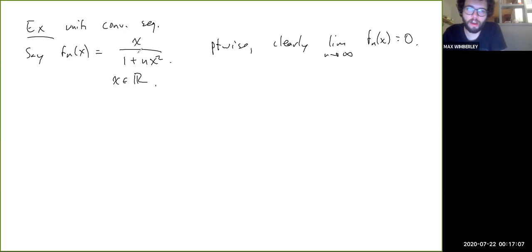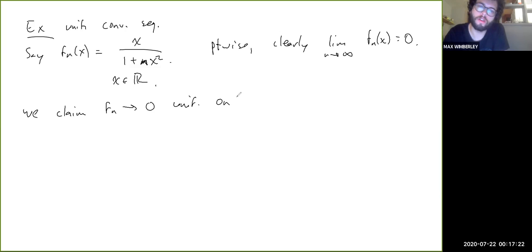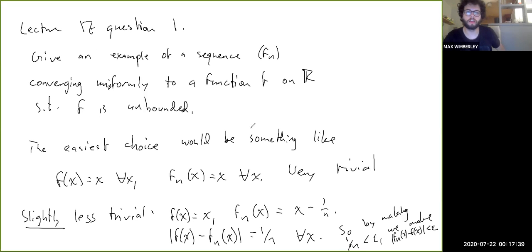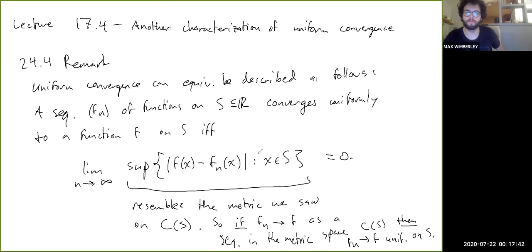So for x constant, clearly as n approaches infinity, this just approaches 0. So the pointwise limit is 0, and we also claim f_n goes to 0 uniformly on R. It's not that hard to show because there are some easy bounds you can get on the absolute value of f_n of x for all values of x. But using our new characterization, if we can show that the maximum and minimum values of f_n of x approach 0 as n approaches infinity, that's enough to show it.